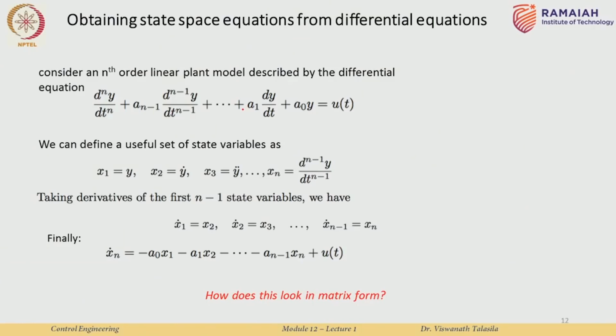So, the way you would do that is fairly straightforward. Let us say I introduce new variables called x1, x2 all the way to xn, and again we have n because the order of the differential equation is n. So, x1 I will relate to the first variable over here, y. x2 I am actually going to call dy by dt, and so on.